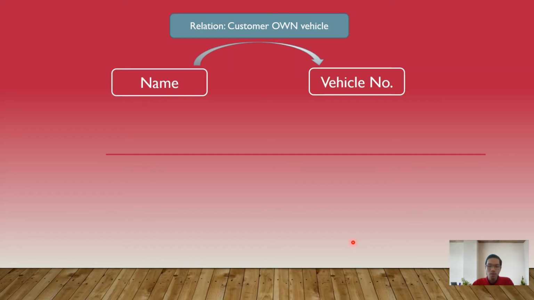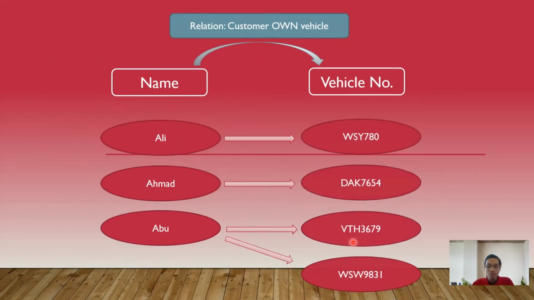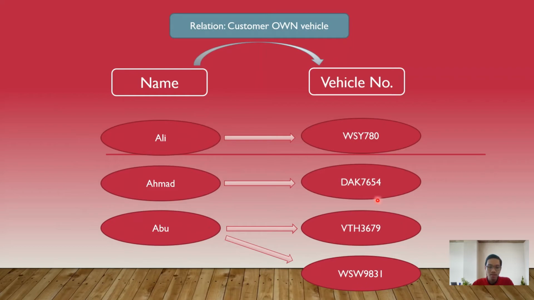For subset name, we have elements Ali, Ahmad, and Abu. For the vehicle subset, vehicle number, we have WSY 780, DAK 7654, VTH 3679, and WSW 9831. Here we have domain and range, but sometimes we call it image and sometimes we call it codomain. But it's another topic to discuss in function, since function is a special relation.